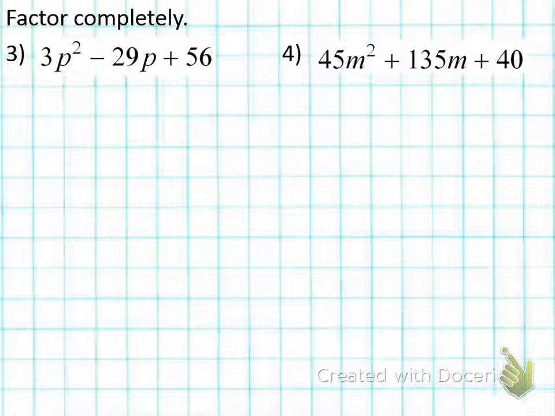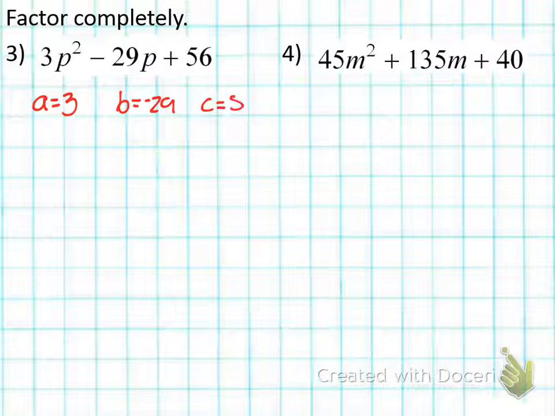So first thing we want to do is, is there a GCF? Yes or no? Okay, so let's do this one together. There's no GCF. I'm sorry, I'm going a little too fast here. A is equal to 3, B is equal to negative 29, and C is equal to 56.